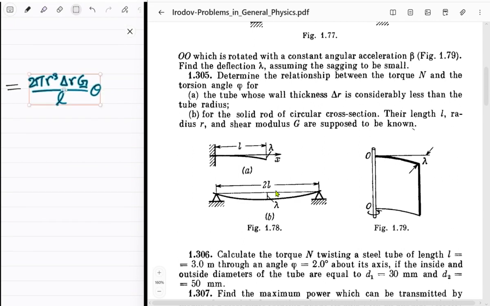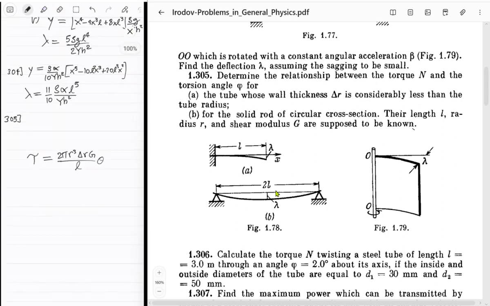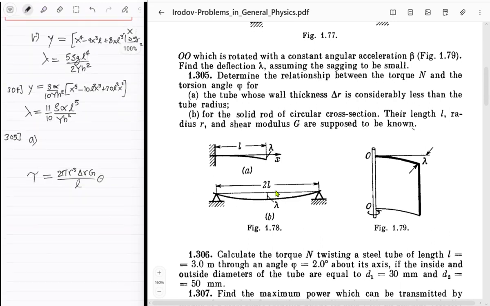So the only way it could go wrong is that there are more factors that I didn't consider. Like this might not be 2 pi or something else. Who knows? But yeah, let's continue. So 305A, that's the answer. If it really is correct, then I really actually derived everything on my own, it seems. Interesting. Anyway, B.